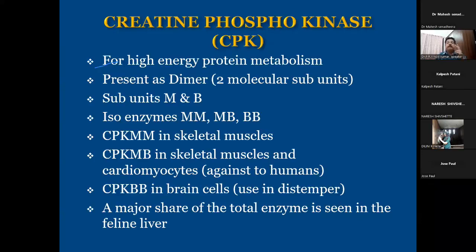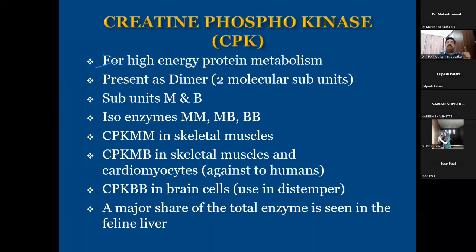And this enzyme is found as a dimer. Only two molecules form a separate molecule of enzyme. So two subunits are there, the M subunit and the B subunit. Since they are found in dimers, there should be a combination like MM, MB, or BB. This is very important. CPK MM, CPK MB, and CPK BB.